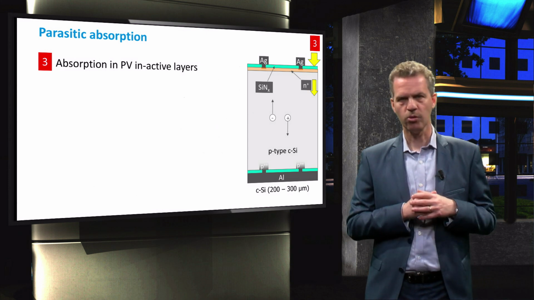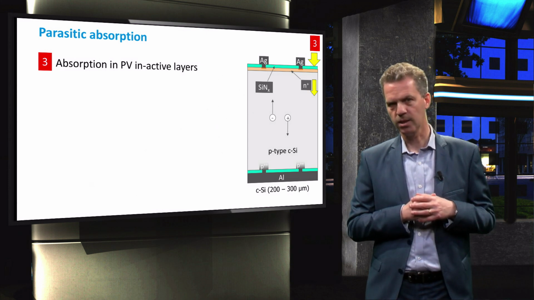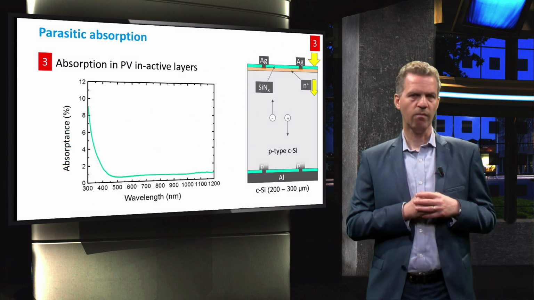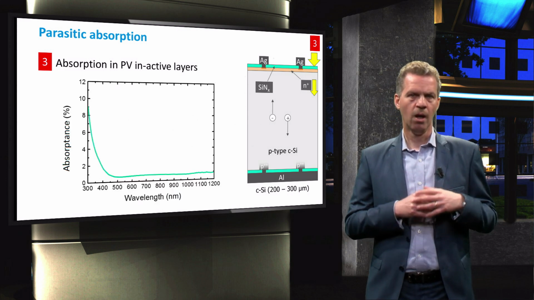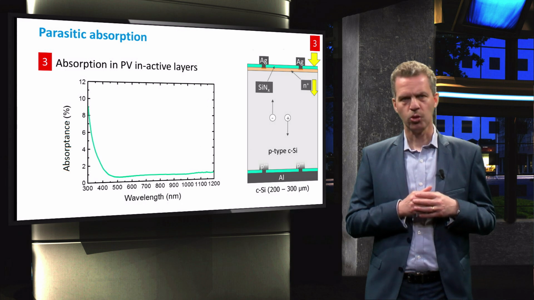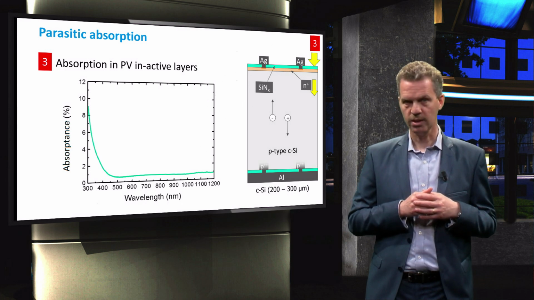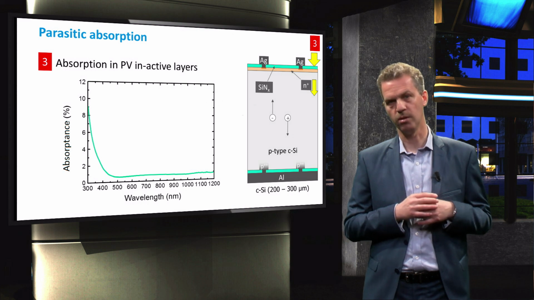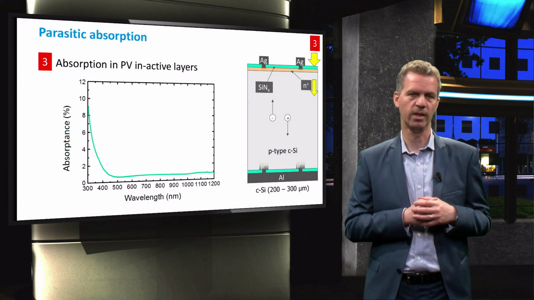One of the layers on top of the PV active layers is the silicon nitride passivation layer. The absorption curve of the material is shown here. We can clearly see that at short wavelengths some of the incident light is absorbed such that the external quantum efficiency of the solar cell is reduced in this wavelength range.